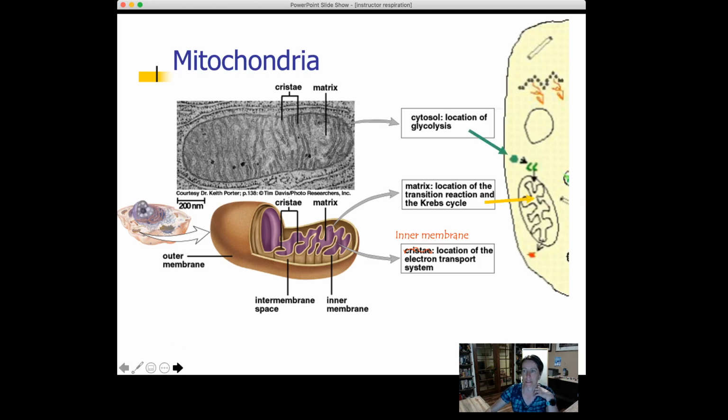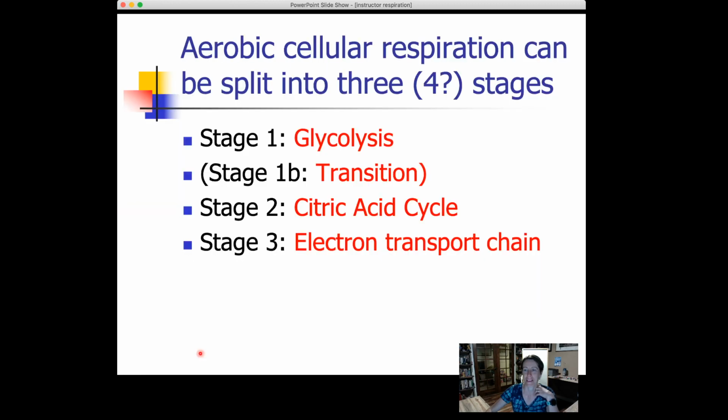Okay, that's that slide right there. Once again, here we go. The names of the stages. In some textbooks, they say that cellular respiration is in 3 stages: glycolysis, citric acid cycle, ETS. I like to also call the transition a stage 2. So, I mean, I guess you can call it stage 1B. It's 3, it's 4, it doesn't really matter. You're not going to have to number the stages. I just wanted you to know them in order like this.